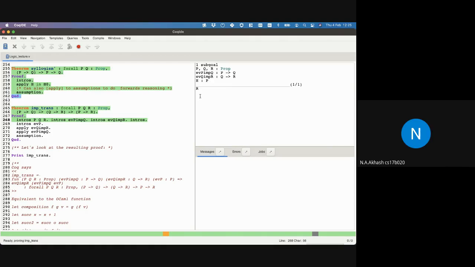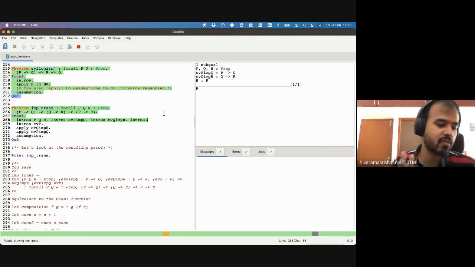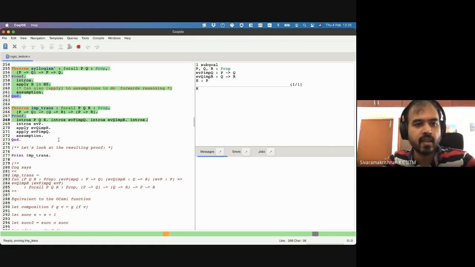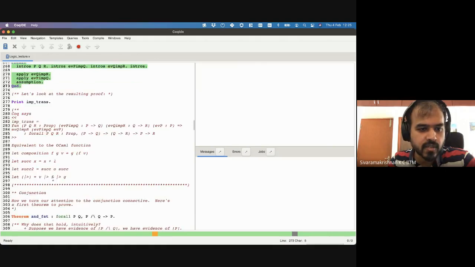Yes, sir. Okay. So for now, the thing to remember is intros works on for all, and intros works on implications. For all, it just moves the for all quantified thing to the assumption. And for implication, it moves the antecedent to the assumption. Okay, so let's delete this one and then continue. We've seen this.